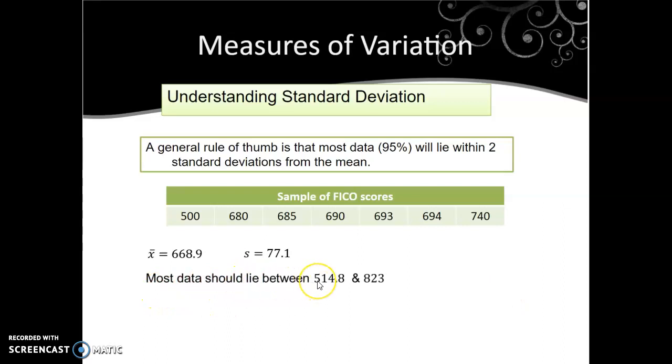So most data should be between 514.8 and 823. So let's look at how I got those numbers. The low number, 514, is 2 standard deviations away from the mean. So 2 times 77.1, if we subtract that from the mean, we get 514.8. And 2 standard deviations, if we add that to the mean, we should get 823. And if you look at these numbers here, no FICO score listed on this set is larger than 823, so that certainly fits. And only one number is smaller than 514, so most of the data here is within 2 standard deviations from the mean.